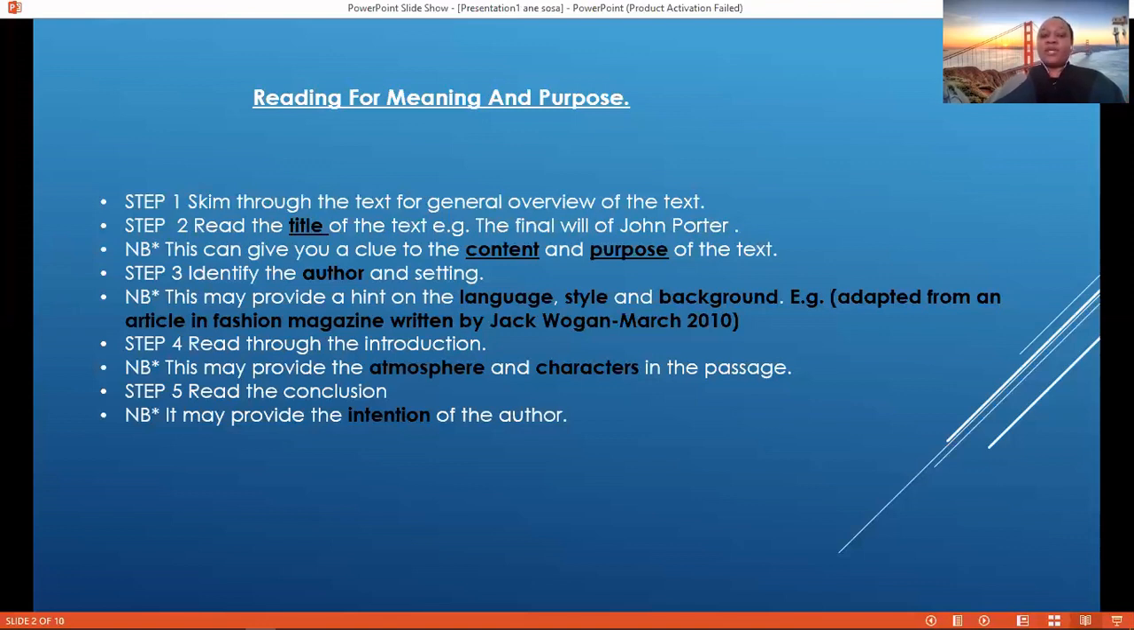Step 4, read through the introduction, because this may provide the atmosphere and characters in the passage or your text. Step 5, read the conclusion. The conclusion may provide the intention of the author or the writer. Those simple 5 steps will help you understand and get the purpose of the text according to the writer. Follow them closely. They will assist you in that manner.